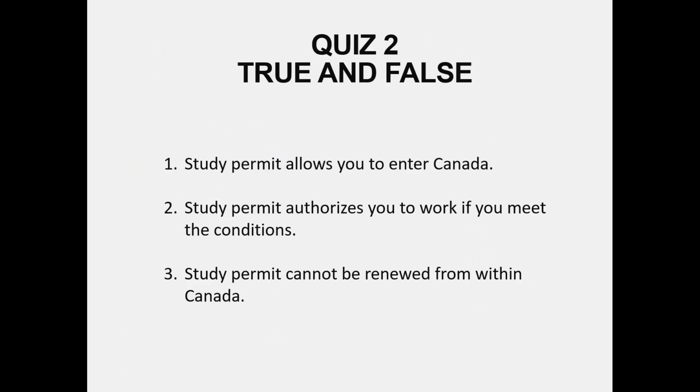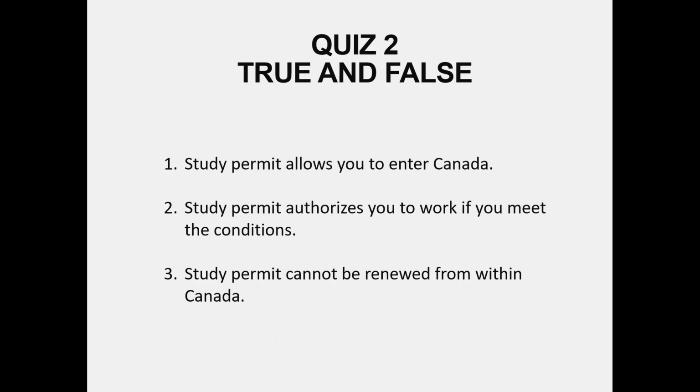Number one, a study permit allows you to enter Canada. True or false? That's correct, it's false, because a study permit doesn't allow you to enter. That was the visa that we looked at, so ETA or TRV. Those are the authorizations that, as long as they're valid, allow you to enter Canada. A study permit allows you to study or work based on the expiry date and other conditions that we already discussed, or we're going to look at in the future slides.